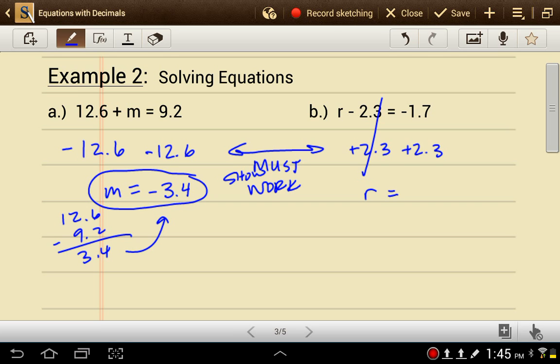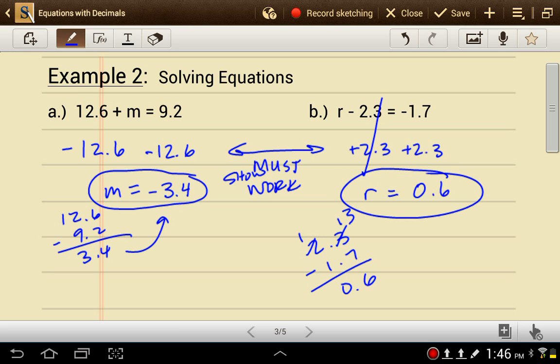Again, I have different signs here, so I'm going to subtract them. And when I do that, I have more positives than negatives, so it's going to be 0.6. If you need to, you can do it off to the side. 2.3 minus 1.7, you can borrow, and you get 0.6, there you go, and the positive number is on top because it was bigger. Okay, so R equals 0.6.